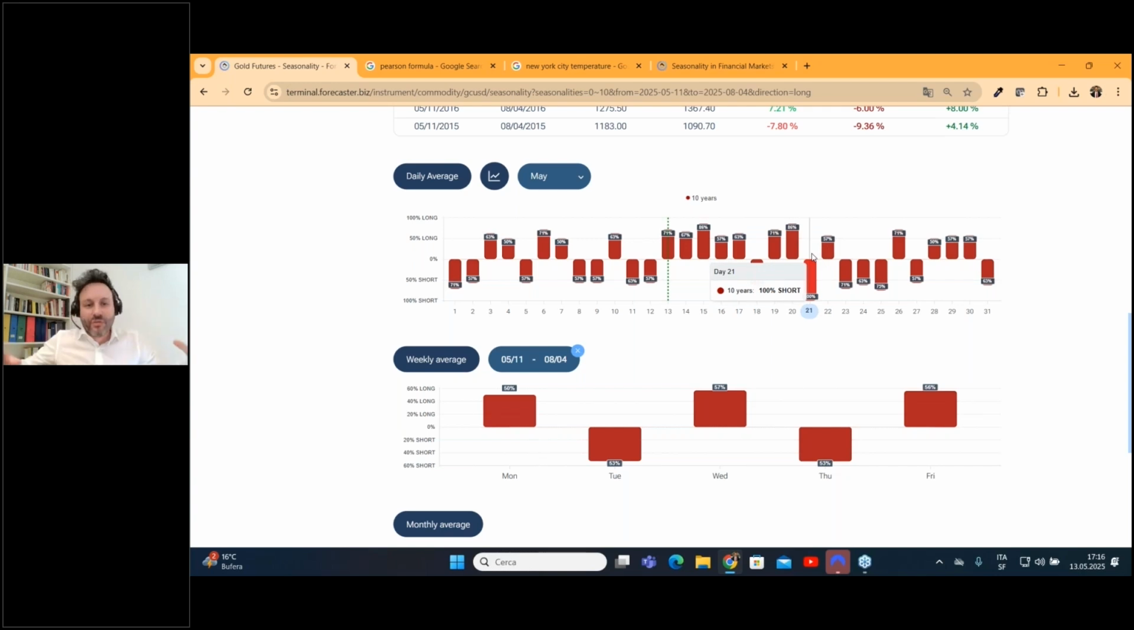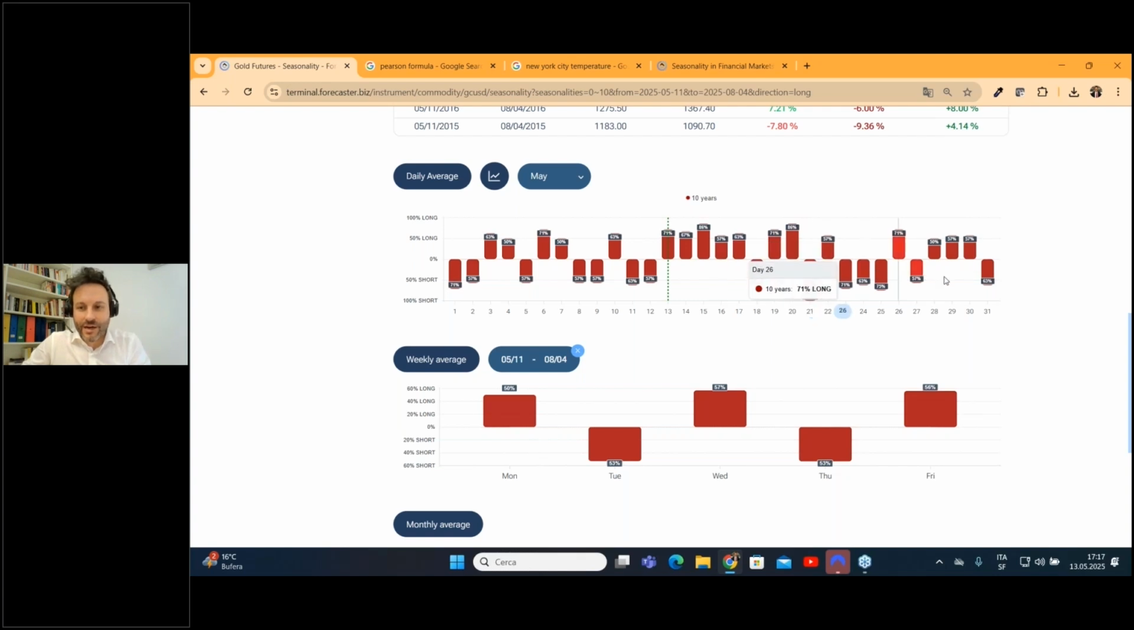So a lot of people that are using the Forecaster, for example, for intraday trading, use these statistics in a very nice way. For example, they wait until the 20th of the month, on the gold, and they wait until the very end of the day, and they place a short. Because the odds for a short day for the day after, which is the 21st, are very high. And of course, I leave to your imagination all the ways you can use this data.